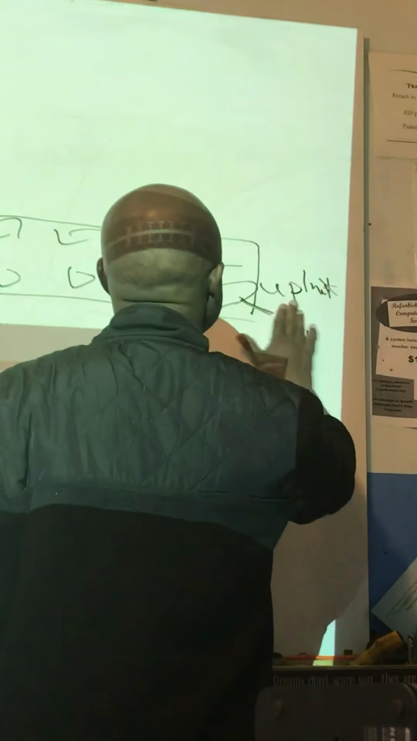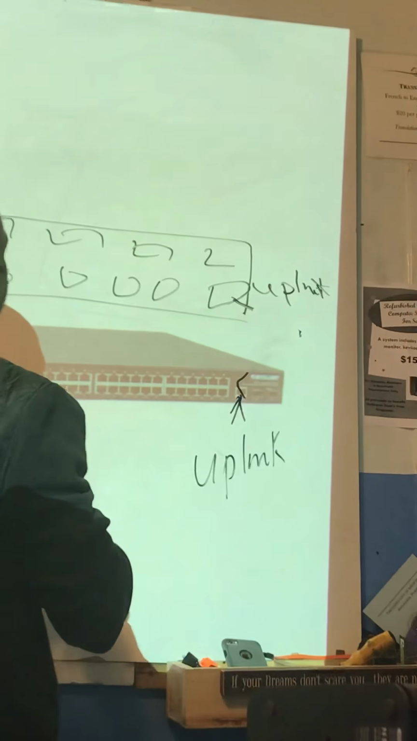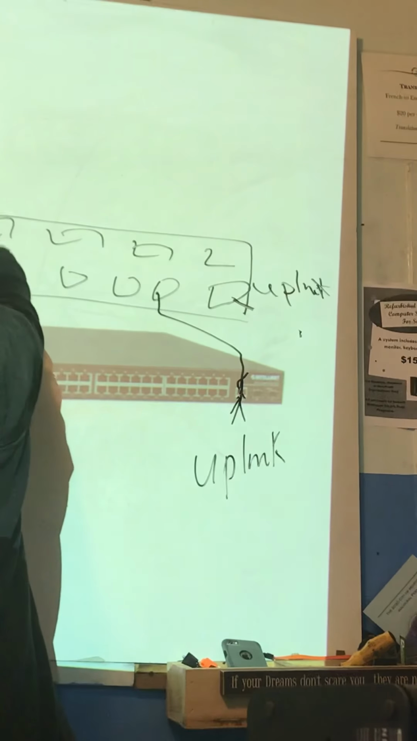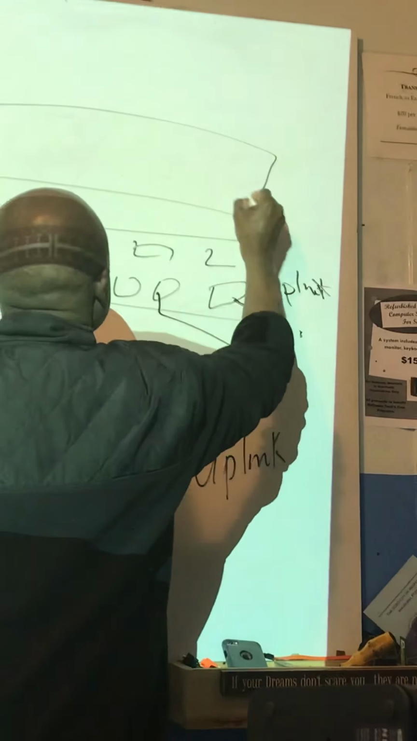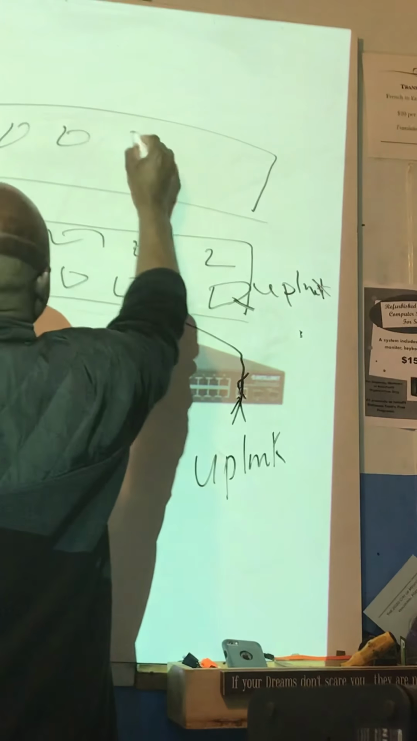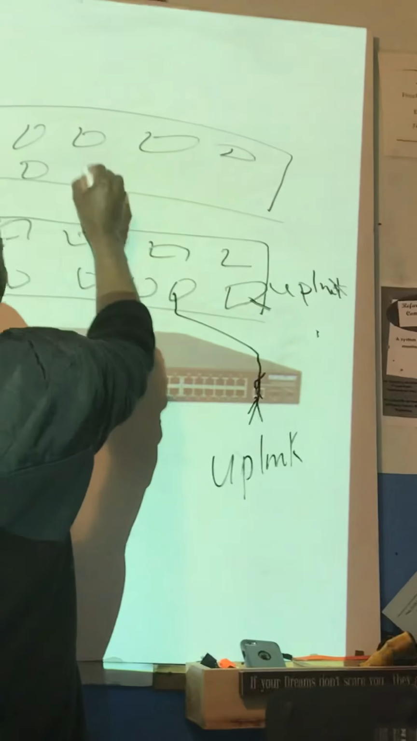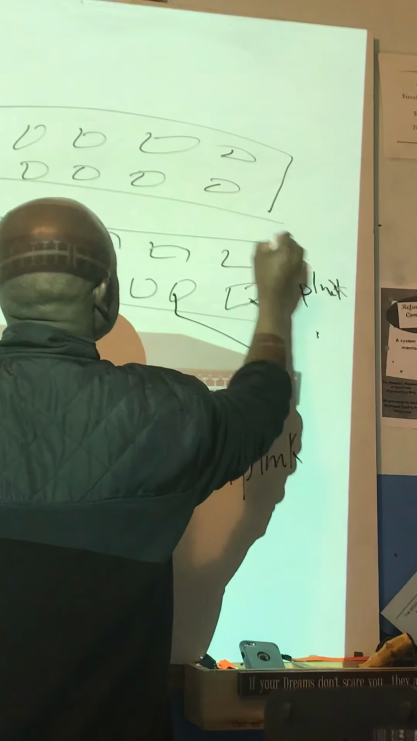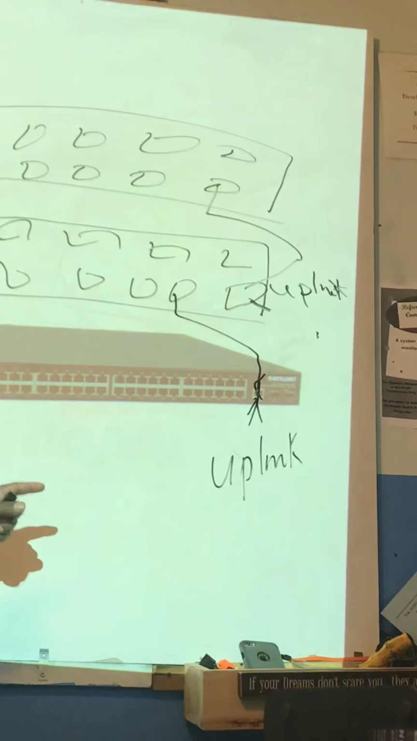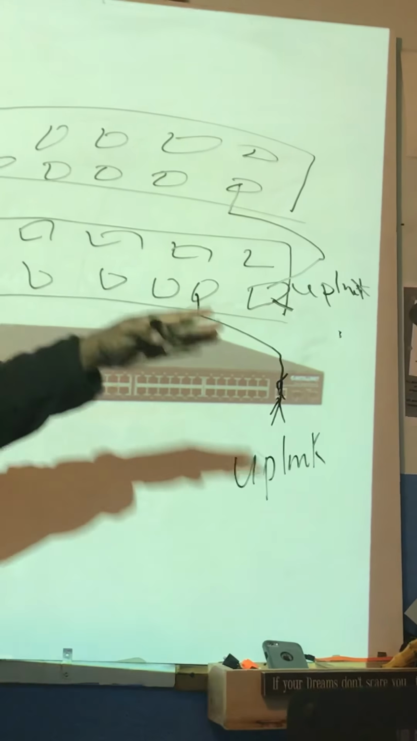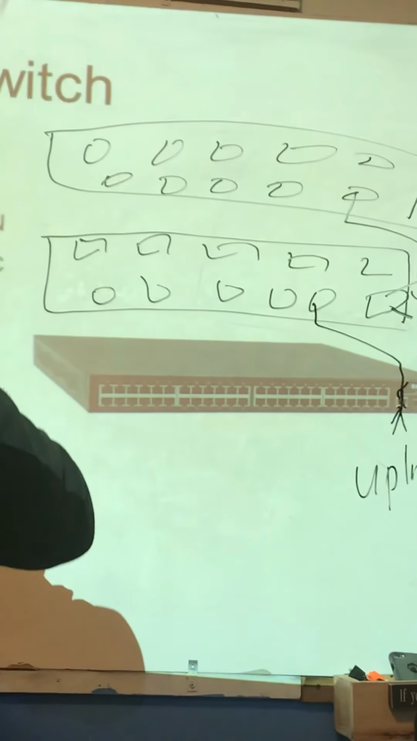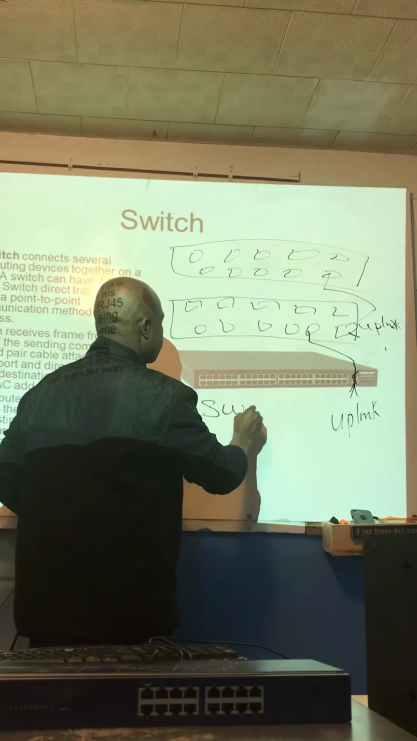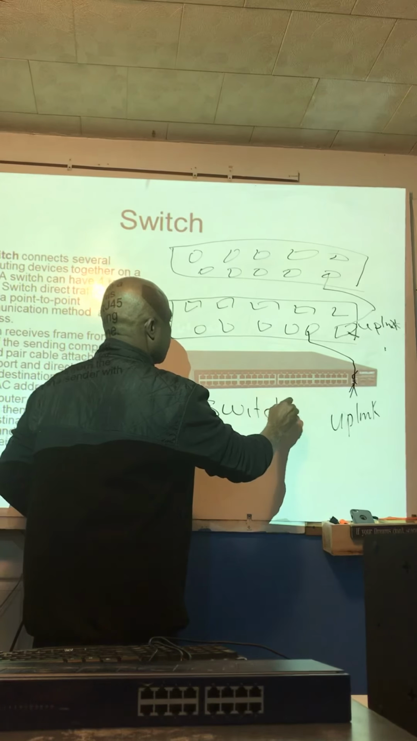What you have to do is take the uplink port and connect it to any regular port on the other switch. Those are RJ45 ports. You're going to take that switch and connect it to a regular port. So you cannot connect all the uplink ports together. And at this point, you will have what they call a switch tree.